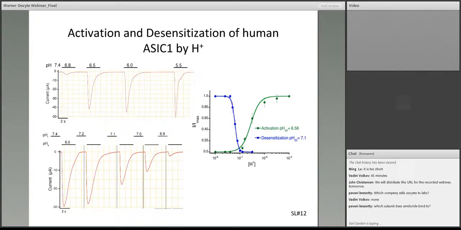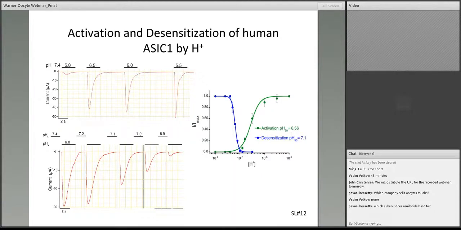The peak current evoked by pH 6 is around 45 microamps. Taking the values of the peak current at the indicated proton concentrations, we can calculate the apparent proton affinity for activation as shown by the green line in the right panel. The EC50 is pH 6.6, equivalent to 270 nanomolar protons.